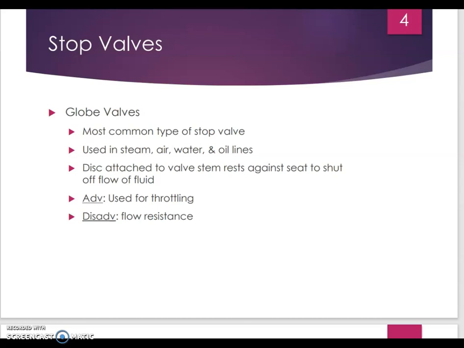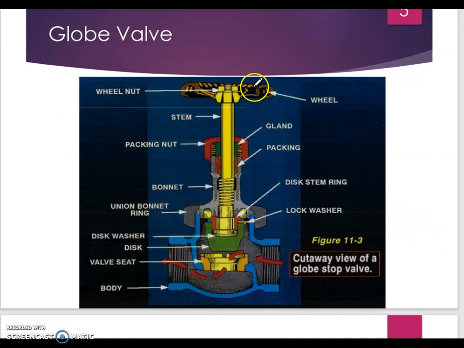This is the most common type of valve, the stop valve. The stop valve can be used in steam, air, water, and oil lines. The disc attached to the valve stem thrusts against the seat to shut off the flow of the fluid. The advantage is that it can be used for throttling, and the disadvantage of the globe valve is the flow resistance.